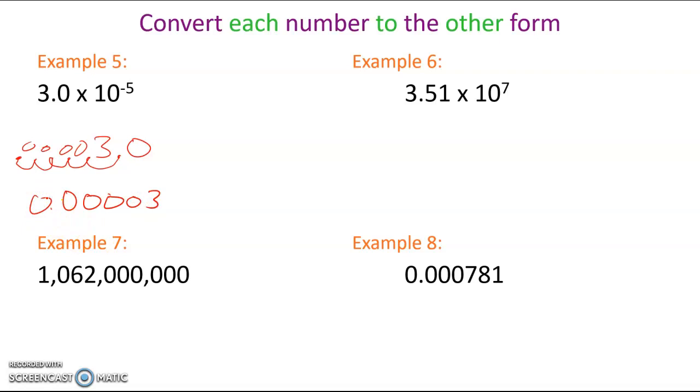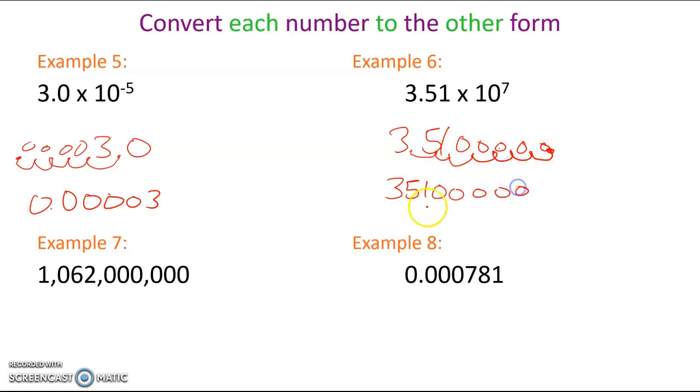All right. Example 6, 3.51. This is a positive exponent. If my exponent is positive, I'm going to move this way. All right, so 1, 2 spaces, and then I have to move 7 total. So 1, 2, 3, 4, 5, 6, 7. Then I put zeros here, zeros, zeros, zeros, and so it's 1, 2, 3, 4, 5 zeros at the end there. All right. So it's 35,100,000.